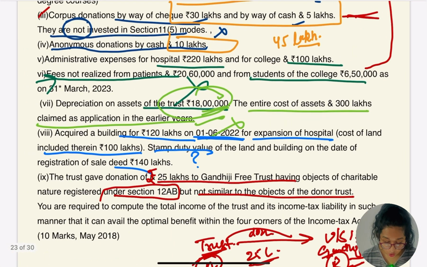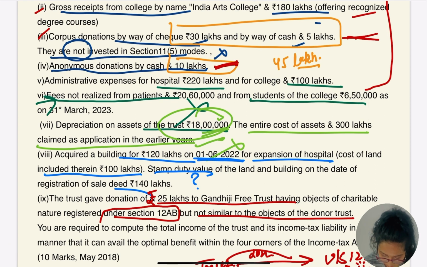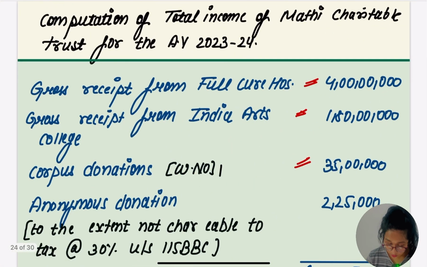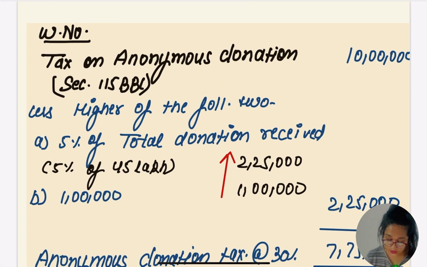Now it comes to anonymous donation. Please take out your calculator with me guys first of all. So we have an anonymous donation of 10 lakh. And what was the total donation? 35 lakh plus 10 lakh. 10 lakh was anonymous donation and 35 was corpus donation. These are the donations with us. So this is the total donation, right? So we are going to take the corpus and anonymous donation which are going to be included in the trust's total income, and there are going to be two parts. First was this one.